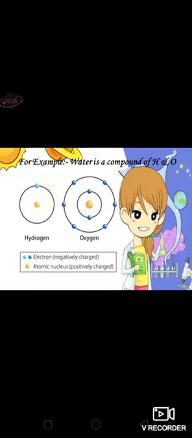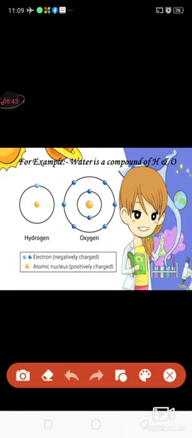Now let's see this in detail. For example, water is a compound of hydrogen and oxygen. See, the outermost shell of oxygen contains 6 electrons, 1, 2, 3, 4, 5, 6, and hydrogen contains 1 electron. So oxygen needs 2 more electrons to complete its octet and become stable.